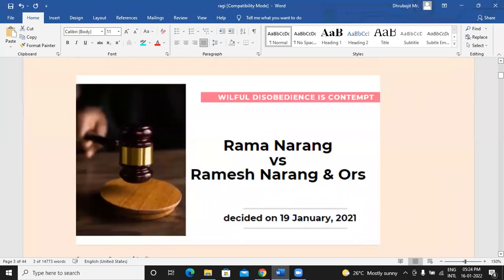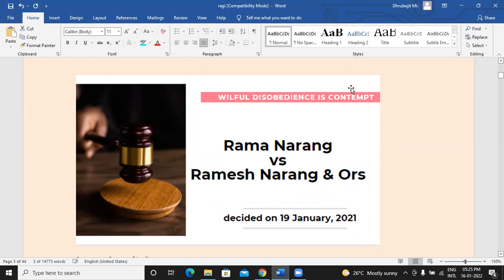Okay. Next case we have is Rama Narag versus Ramesh. It was again of 2021, and it is a case related to willful disobedience is contempt.